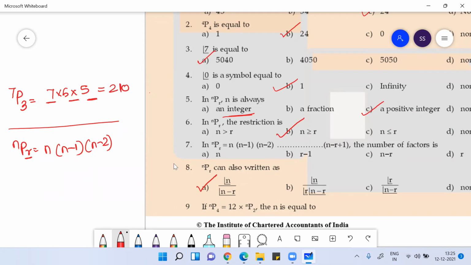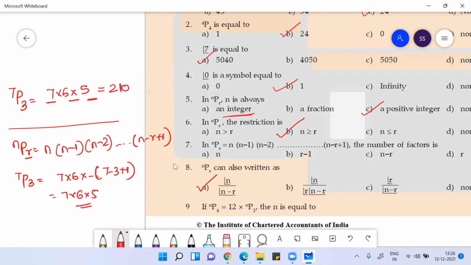Similarly, when I'm writing nPr, how many terms will we write? n minus r plus 1. So if I'm writing 7P3, I'll write 7, then 6, then till how many? 7 minus 3 plus 1. That is equal to 5.